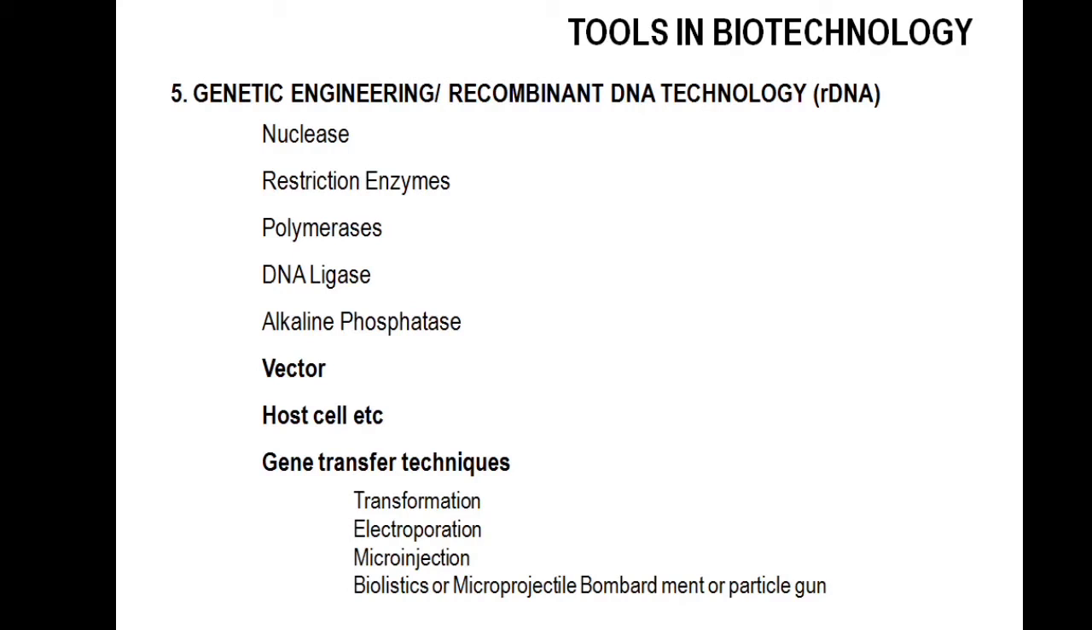The next one is microinjection. In this gene transfer technique, using small needles or microneedles, we inject the foreign DNA into the host cell. And the next one is the particle gun. Here the machine shoots the foreign DNA molecules, combined with microcarriers, into the host cell.